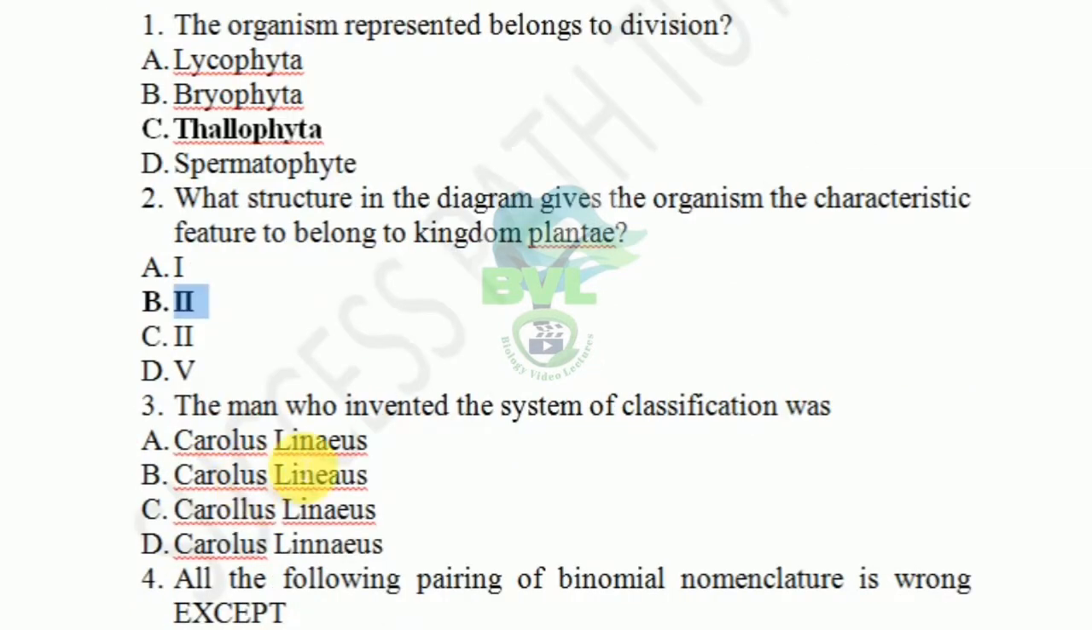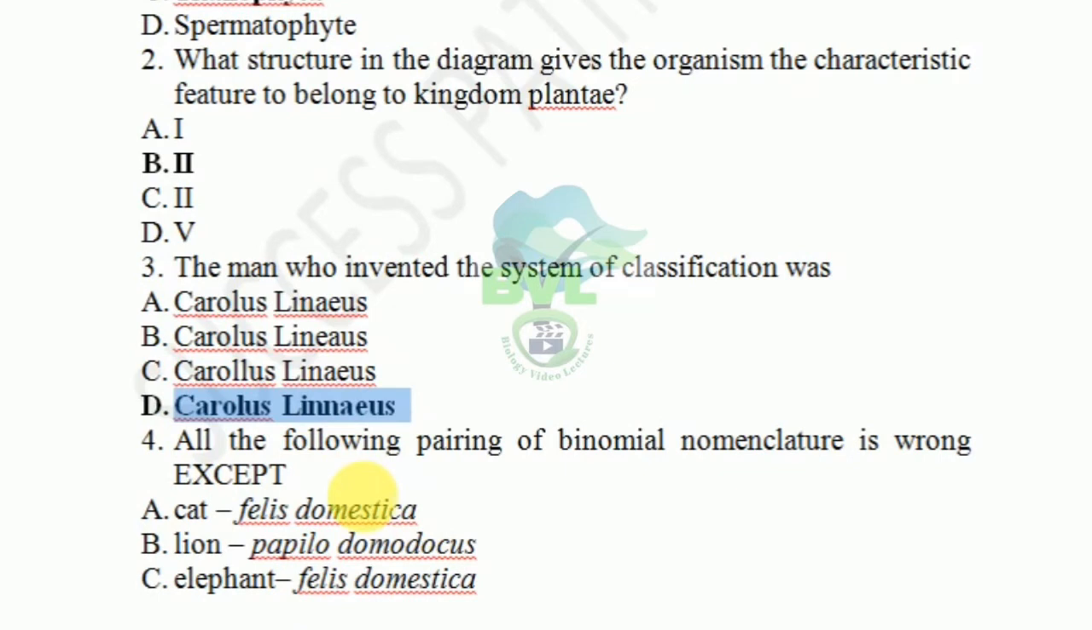The man that invented the system of classification, that's Carolus Linnaeus. At this point, there are a number of them that did that. It's not only the one. We have Carl Woese and some other people I can't remember right now. But the point is, he pioneered one of the most recent and major systems of classification. In fact, he was the one that founded binomial nomenclature, which means living things bearing 2 names.